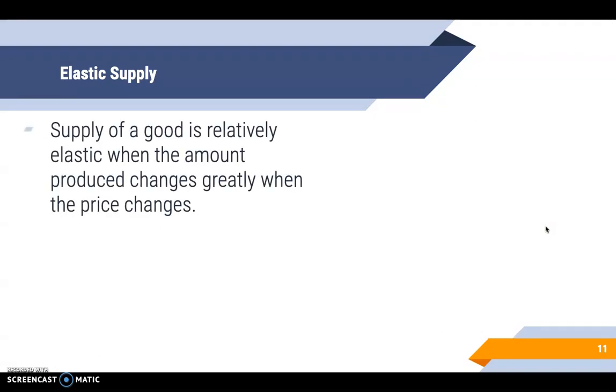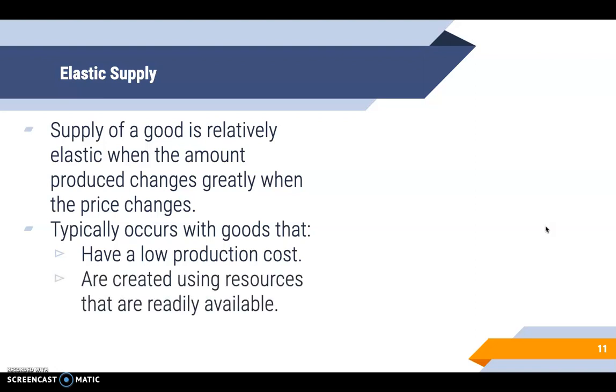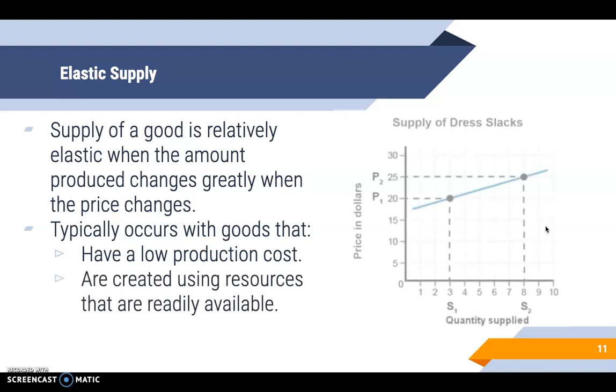Elastic supply. The supply of a good is relatively elastic when the amount produced changes greatly when the price changes. And it typically occurs with goods that have low production cost, are created using resources that are readily available. So these would be things that are more easily produced, for example, like pencils or cheap toys from China.